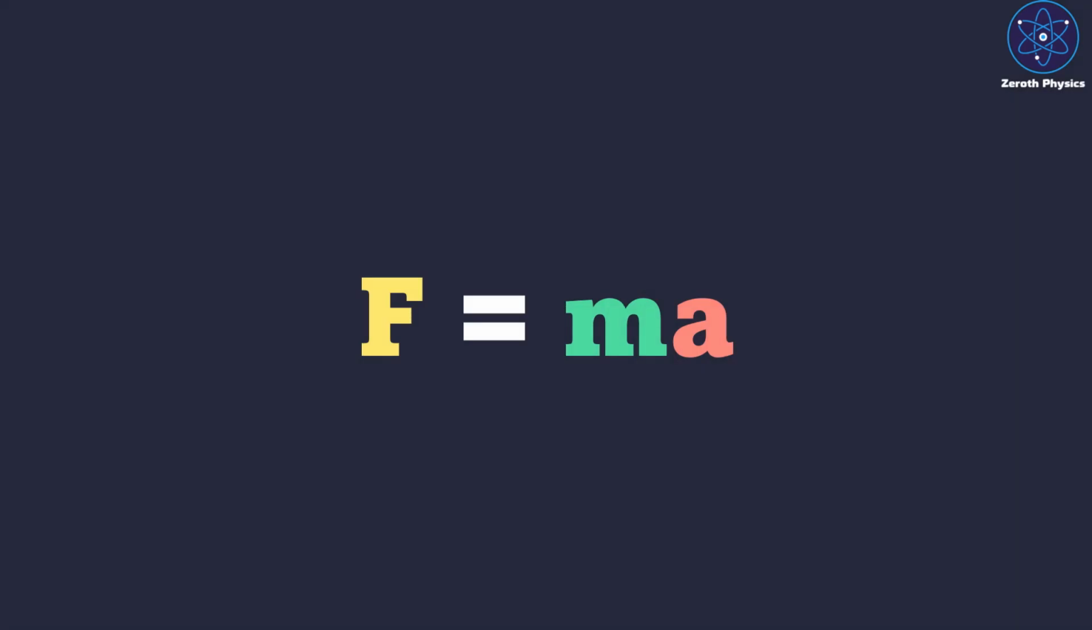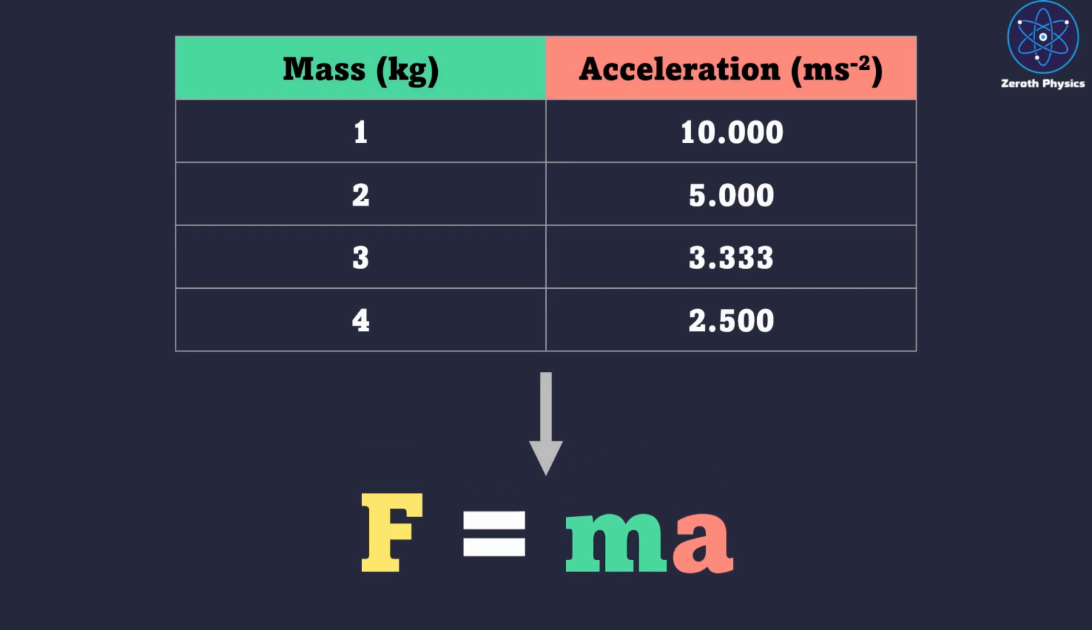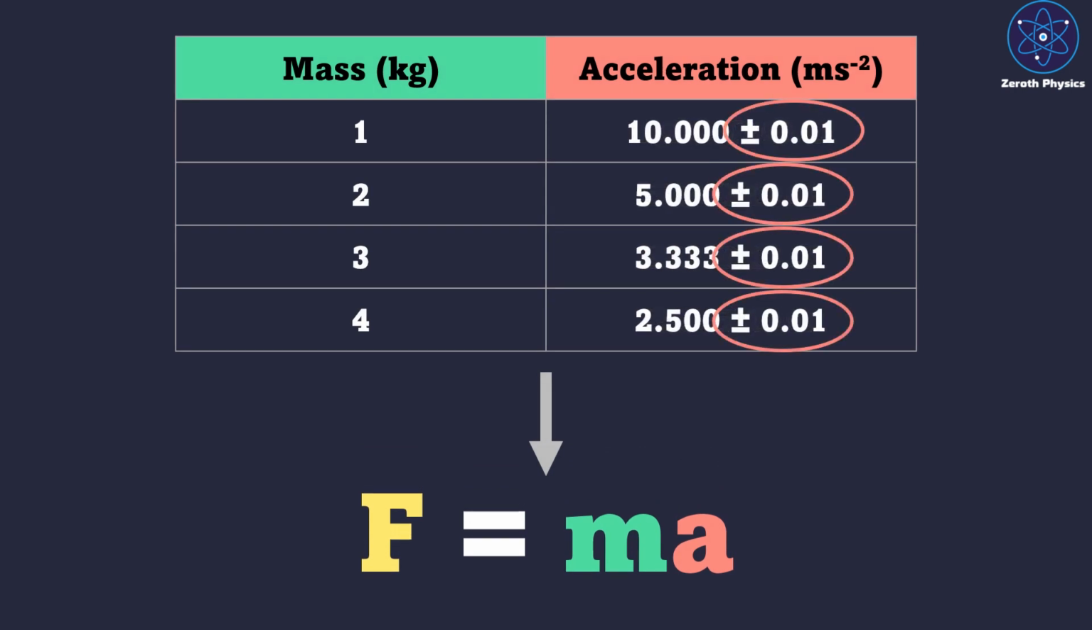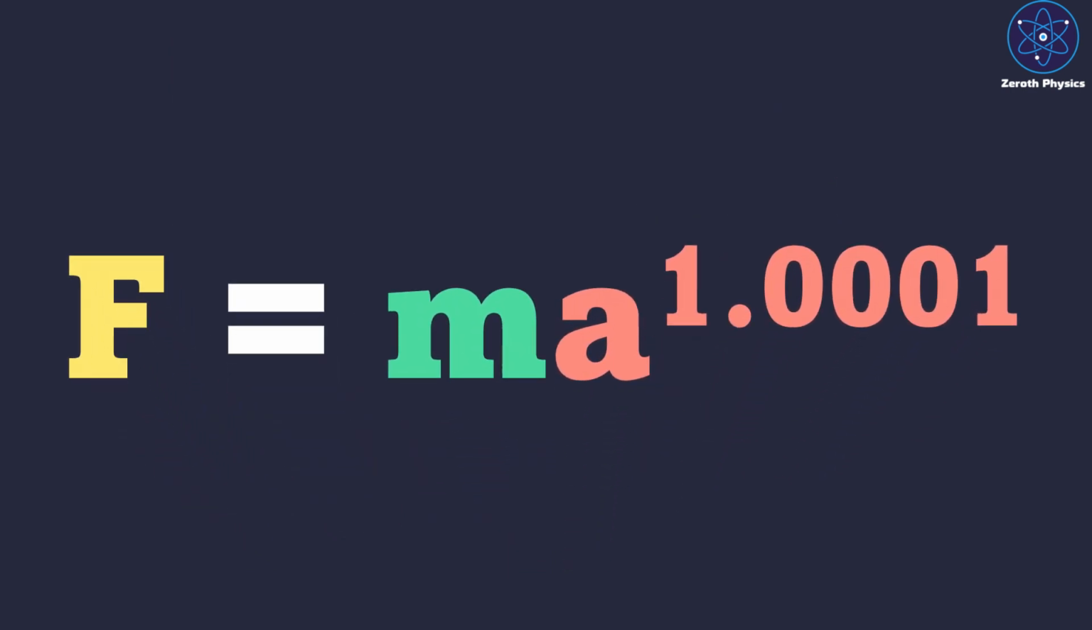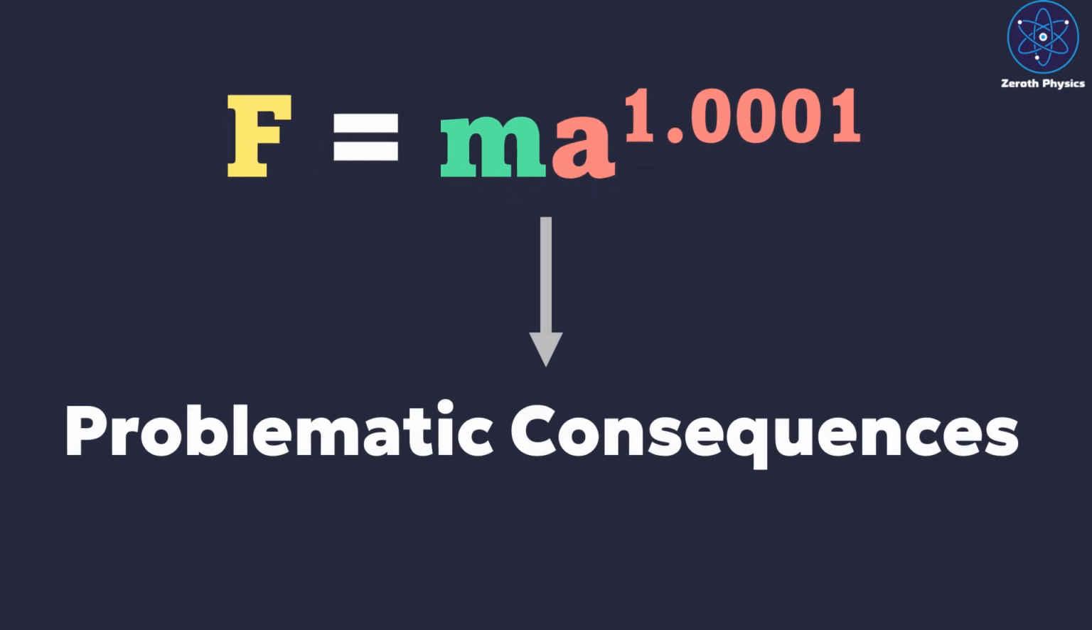While numerous experiments have confirmed the validity of the equation F equals ma, it is important to recognize that there may be unavoidable uncertainties in any experimental measurements. Actually, it is possible for the power of acceleration to equal 1.0001, which makes force not exactly equal to mass times acceleration. However, it would lead to various problematic consequences.